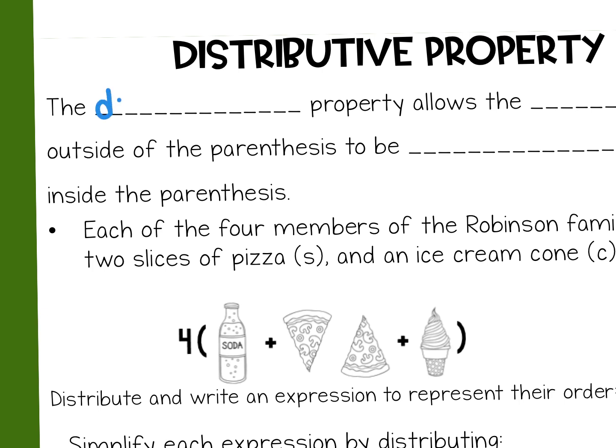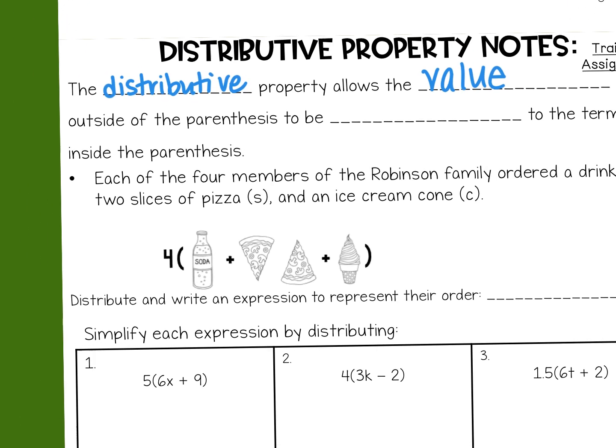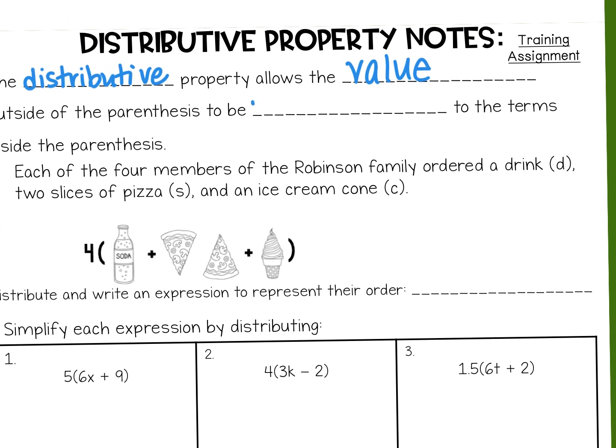The distributive property allows the value, which could be a number or a variable, outside the parentheses to be multiplied, distributed, right? To be multiplied by each term inside the parentheses.